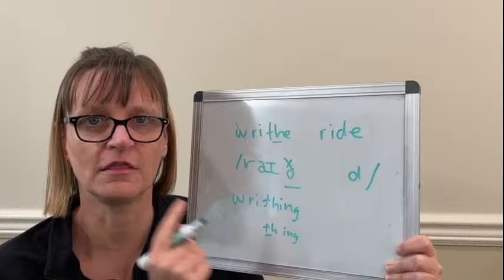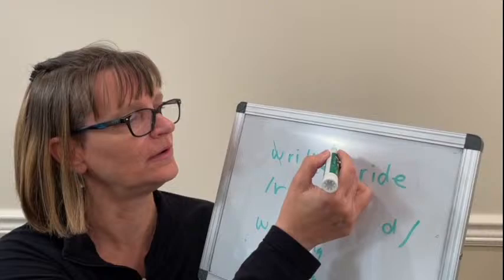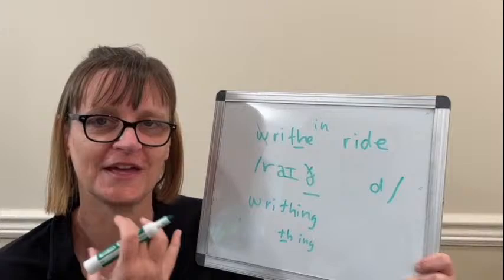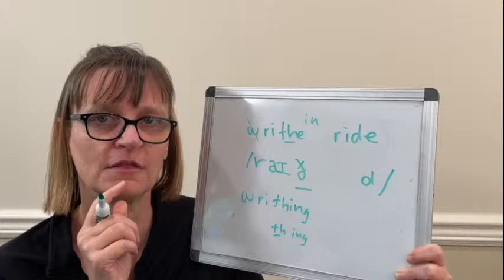Or they writhe in. They writhe in pain. Then you might find it easier to do that th if it's linked. So two things: tongue between teeth, th, versus for d, ride, d, d.